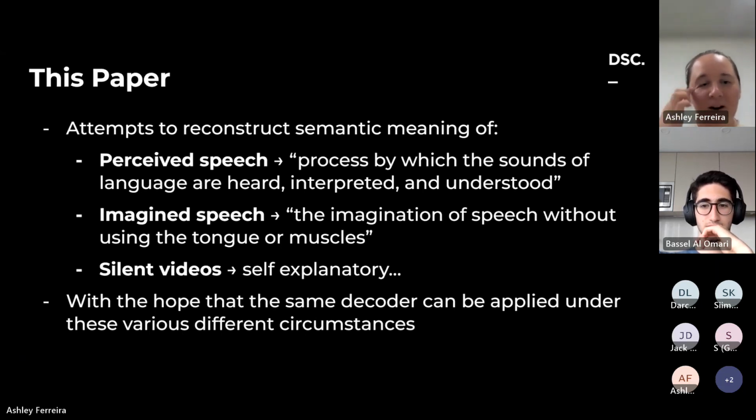So this paper attempts to reconstruct the semantic meaning of three things: perceived speech, which is when you are hearing speech and what you're interpreting and understanding; imagined speech, which is when you imagine saying something, but you're not actually speaking, you're not actually using your tongue muscles; and what you're thinking during silent videos, which is pretty self-explanatory. So the hope is that the same decoder can be used to decode brain images from all of this under various circumstances and still work well.